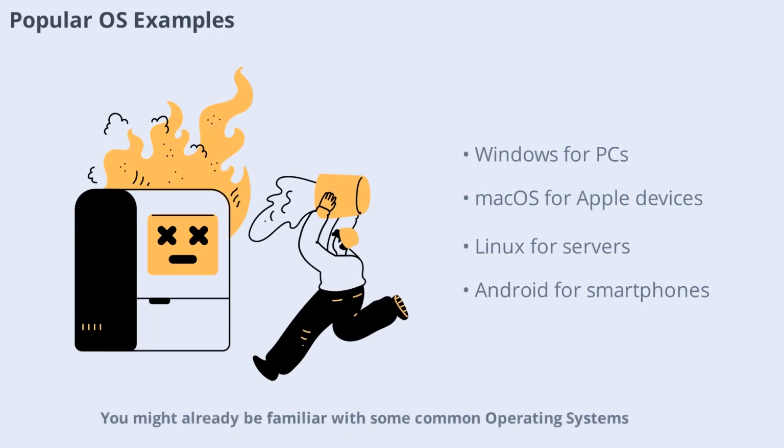You might already be familiar with some common operating systems. Microsoft Windows is widely used on personal computers, while macOS powers Apple's laptops and desktops. Linux is popular among developers and servers, and Android is the leading OS for smartphones. Each of these systems has its own strengths and is designed for different types of users and devices.